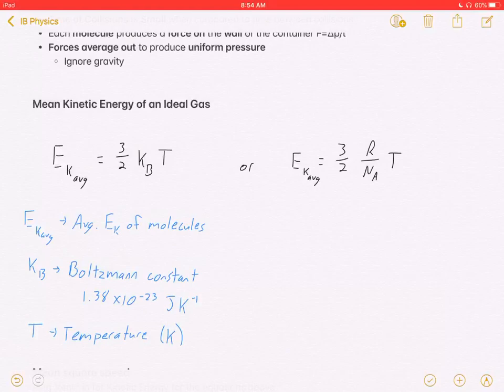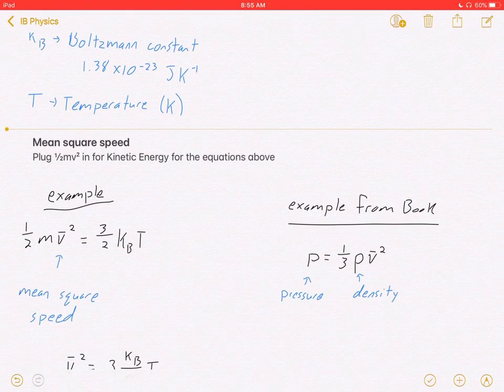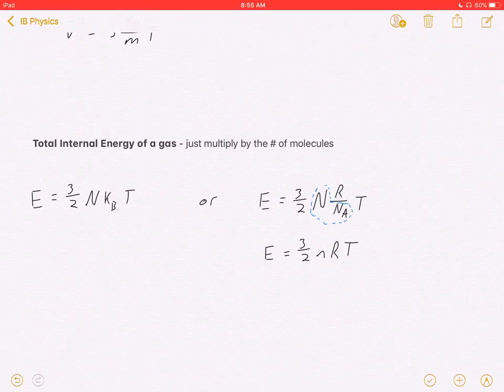Another way to put this, if we recognize Boltzmann's constant is actually the gas constant divided by Avogadro's number, we can just simply rearrange over here to have that equation. Now I'm going to scroll past this section. I'm going to come back to it here in a moment and talk about total internal energy of a gas.